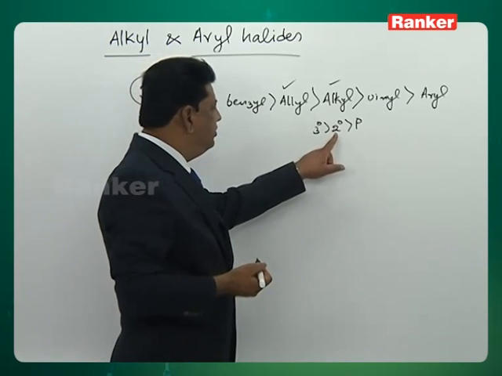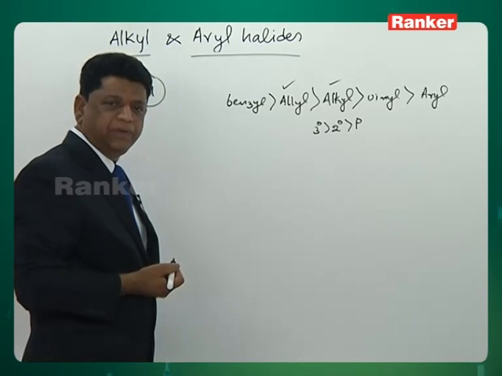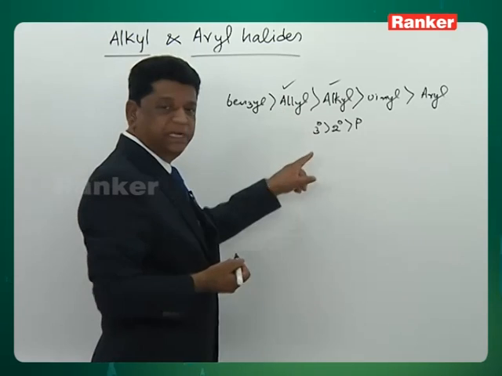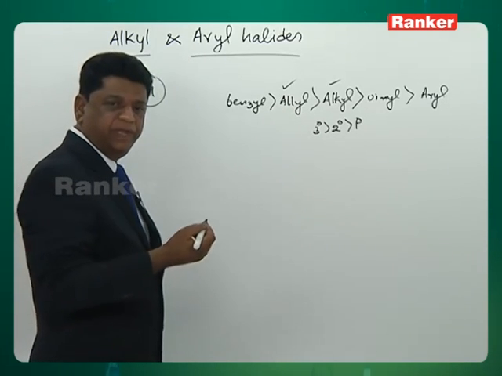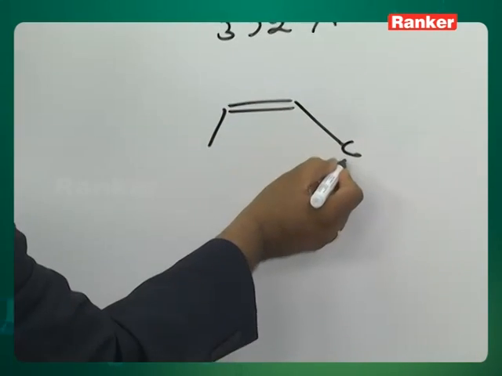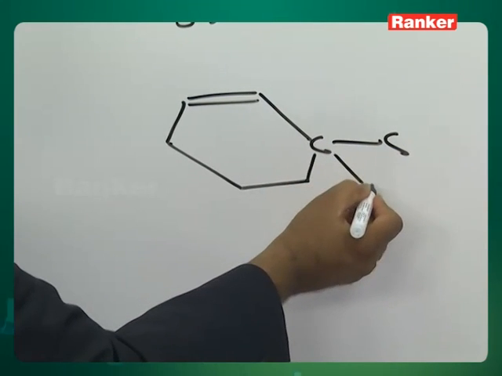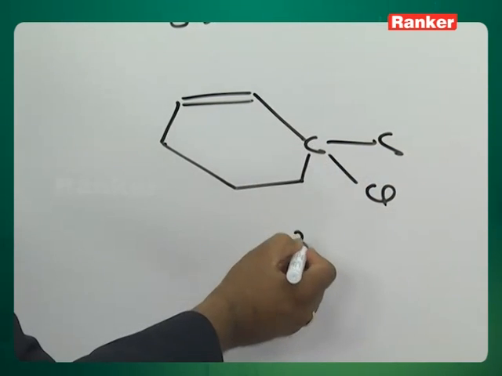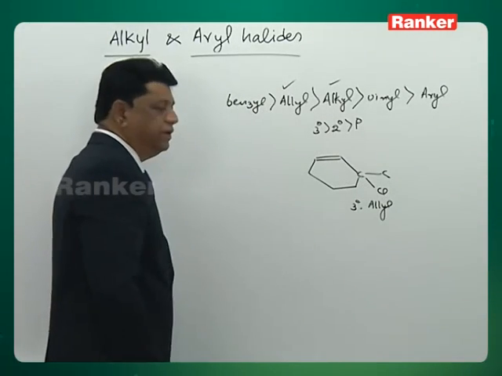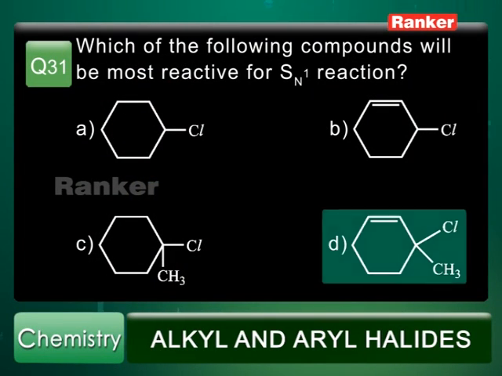Within the alkyl, we have 1 degree, 2 degree and 3 degree options. So always, the 3 degree with the allyl combination is best. The type of answer D has a double bond on the next carbon. This is the allylic carbon, right? And we have a carbon here, and a halogen. So this is a tertiary as well as allyl. This type of combination is a better combination than the other combinations. So therefore, the answer is D.